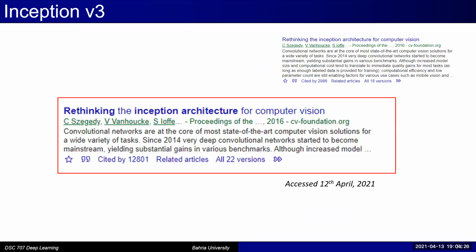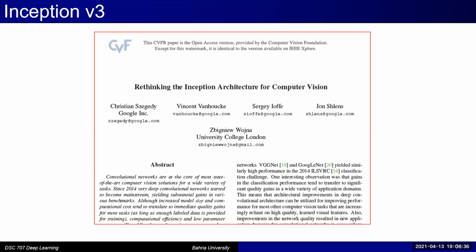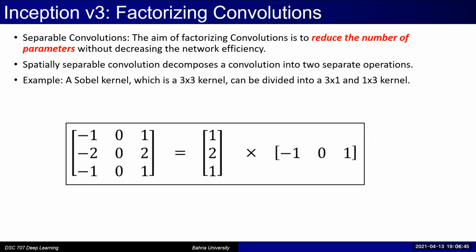Now, this is the paper of Inception V3. The title is Rethinking the Inception Architecture, which means some major changes in how convolution is performed. Again, the paper is relatively easy to follow as compared to the previous version, so you can go through it.